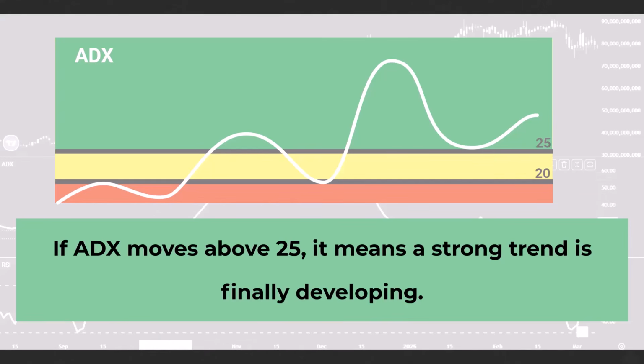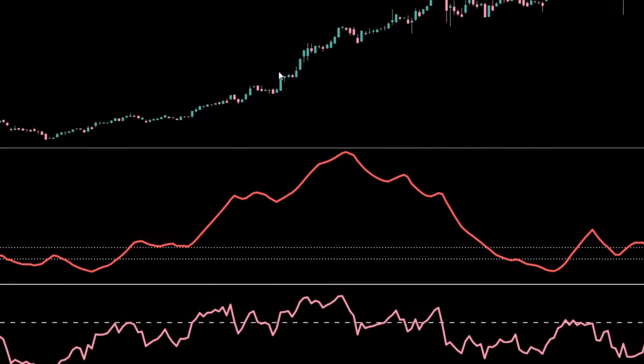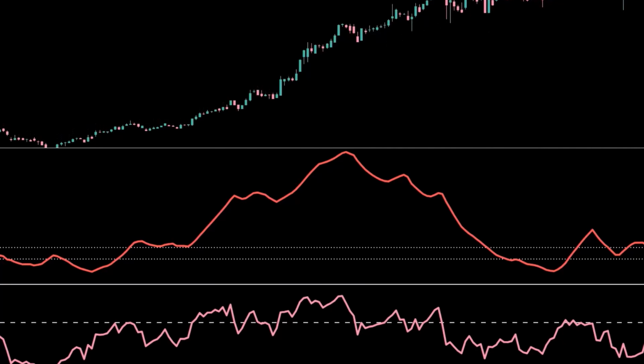Now look at what happens during a strong uptrend. Buyers keep pushing the price higher. Buying pressure stays strong, and this is exactly when RSI can stay above 70 for a long time. So, RSI above 70 is not always a sign that the market will fall. Sometimes it simply means the trend is powerful, and this is where ADX helps us.